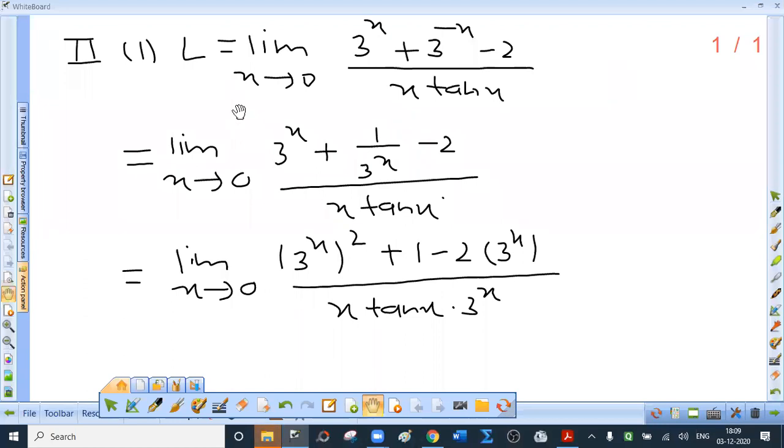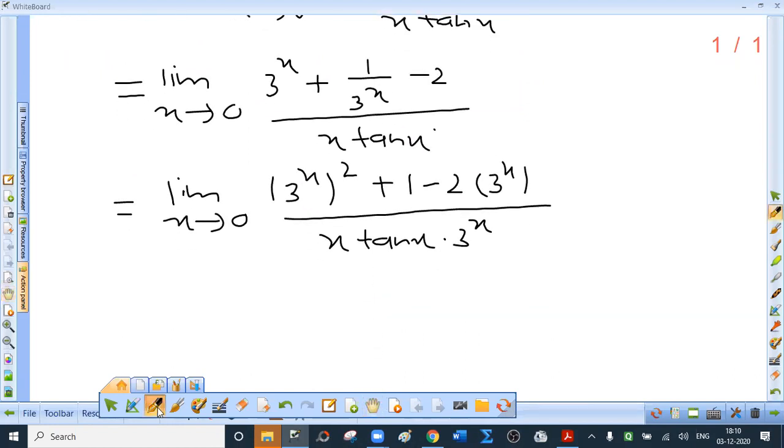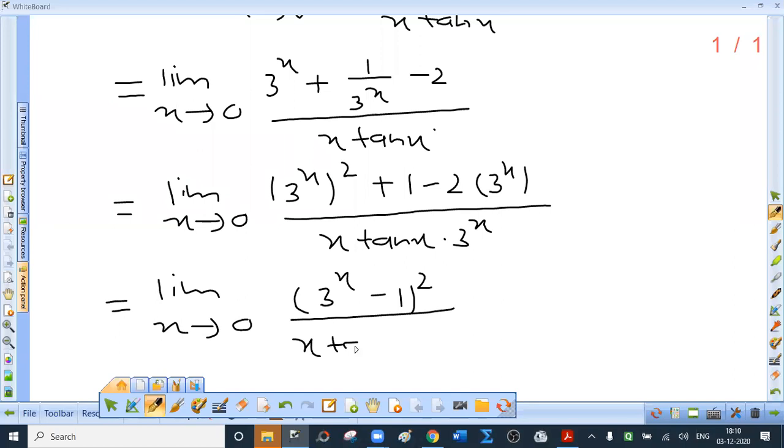Now second part, first sum. Let L be the limit, limit x tends to 0, 3 raised to x plus 3 raised to minus x minus 2 upon x tan x. What is 3 raised to minus x? 1 upon 3 raised to x. LCM is 3 raised to x. See, I have written that in the denominator. (3 raised to x) bracket square plus 1 minus 2 times 3 raised to x upon x tan x into 3 raised to x. Now, the numerator is a perfect square of what? It is the perfect square of 3 raised to x minus 1. What about the denominator? As it is, x tan x into 3 raised to x.